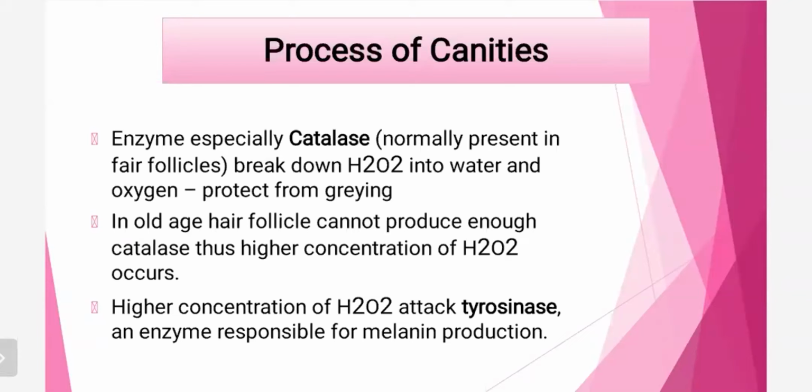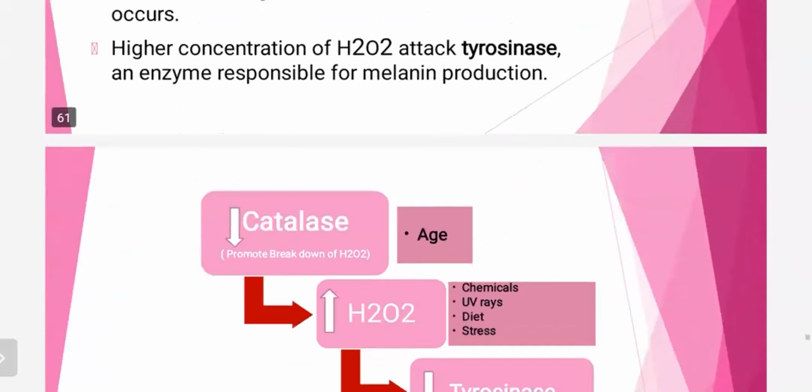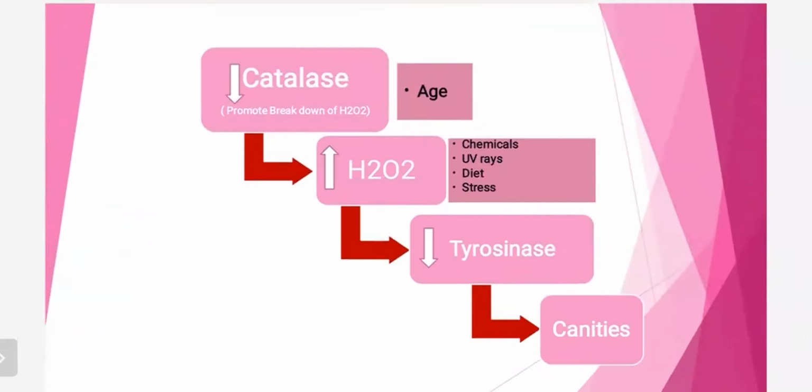In high concentration, the hydrogen peroxide will attack the tyrosinase, an enzyme responsible for melanin production. The accumulation of hydrogen peroxide will destroy the tyrosinase, which again destroys the melanin production, and the hair starts bleaching. So the Samprapti can be explained from this slide. Catalase is the normally present enzyme which protects the hair from bleaching or graying. It promotes the breakdown of hydrogen peroxide, so hydrogen peroxide accumulation will be destroyed by the catalase.